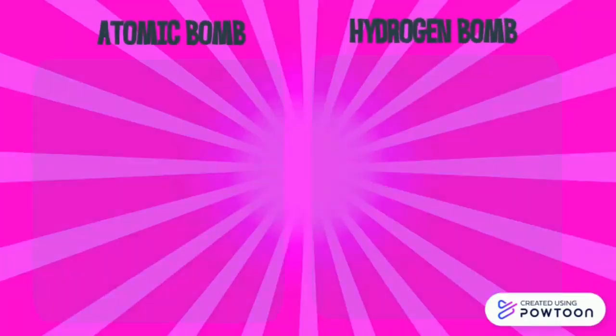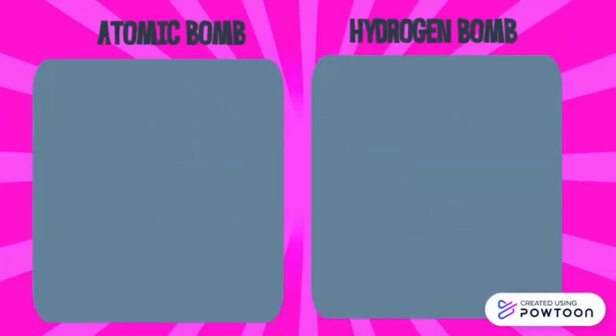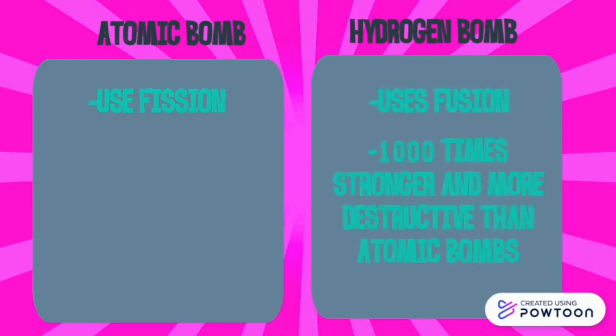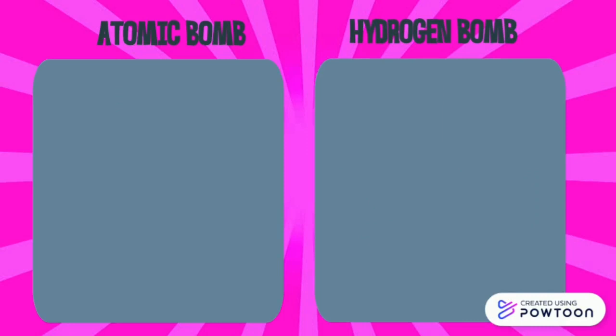Alright, so now let's go to the differences. First, atomic bombs, as we said, use fission, while hydrogen bombs, as we said too, use fusion. Second, hydrogen bombs are 1,000 times stronger and more destructive than atomic bombs. Third, atomic bombs use uranium-235 or plutonium, while hydrogen bombs use deuterium or tritium.